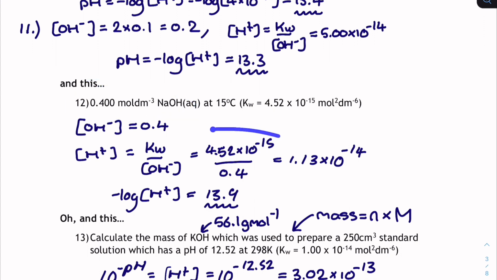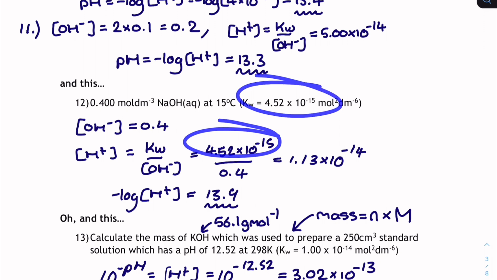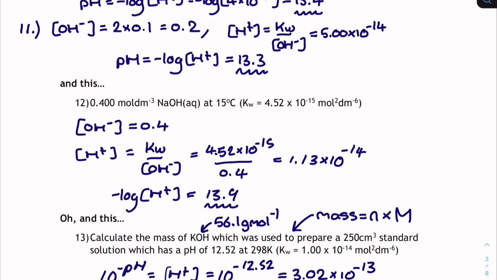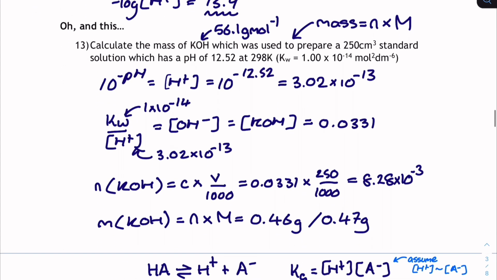Just look how I've used here a different Kw than those we were using in the previous scenarios because I've got to match it to the one for this temperature. That means that the 0.4 mole per decimeter cubed sodium hydroxide at 15 degrees C is going to have a pH of 13.9. The final scenario I want to use here is going back in the other direction.